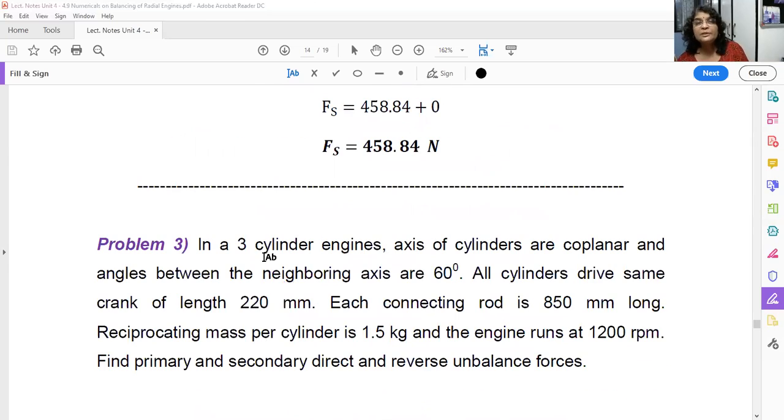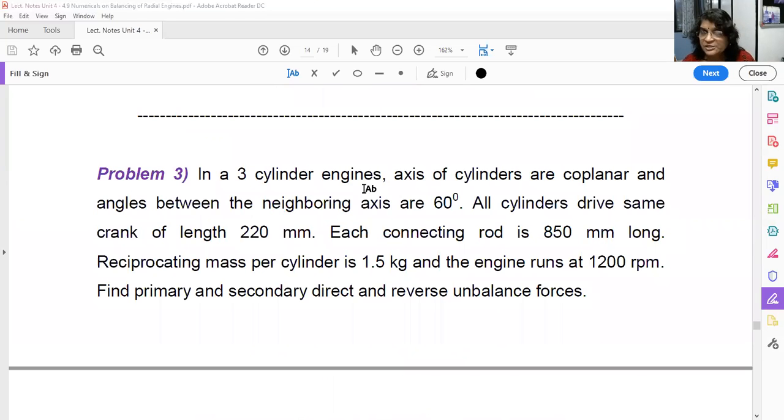Now let us go to problem number 3, the last problem. In a 3-cylinder engine, the axes of cylinders are coplanar, that means in one plane, and the angles between the neighboring axes are 60 degrees. All cylinders drive the same crank of length 220 mm. Each connecting rod is 850 mm long. Reciprocating mass per cylinder is 1.5 kg and the engine runs at 1200 rpm. Find primary and secondary direct and reverse unbalanced forces.